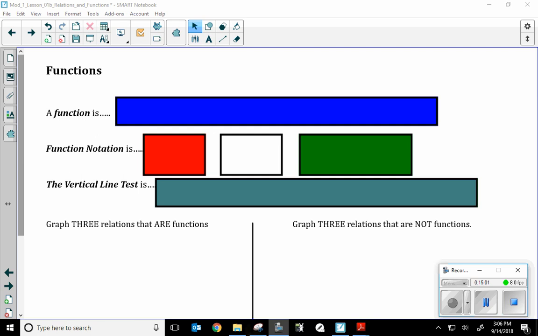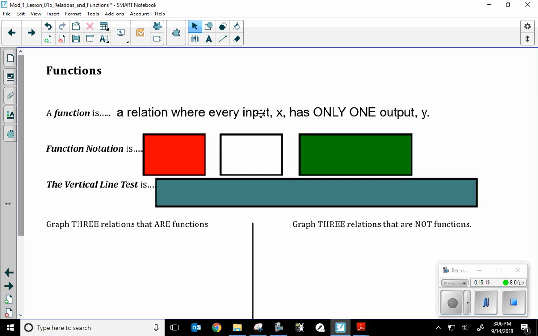Right? So we talked about relations. We talked about domain and range, the natural progression. We talked about functions. They're equations, okay? They're equations, but there are certain criteria to make it a function. A function is a relation where every input x has only one output y, okay? You can't have more than one y value for each x, all right? Each x should only have one y value. That's the definition of a function.